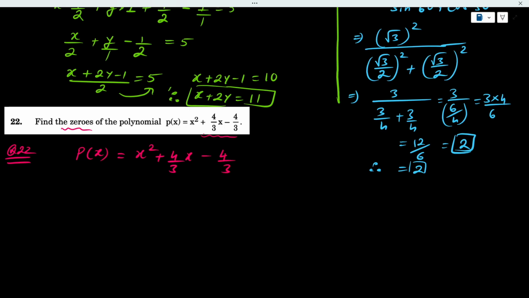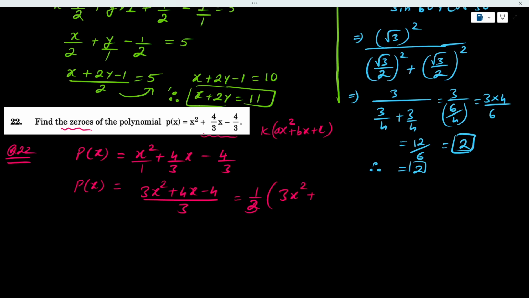So what is the first thing you can do here? I can get the common denominator. So here this is by 1. So we can write 3x squared plus 4x minus 4 by 3, which is nothing but the k value, right? If you remember the standard form, ax squared plus bx plus c. So your k value is 1 by 3, not 1 by 2. This is 1 by 3. Then here you are getting 3x squared plus 4x minus 4, right?